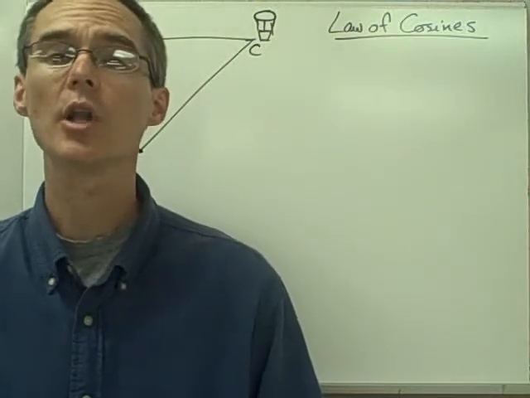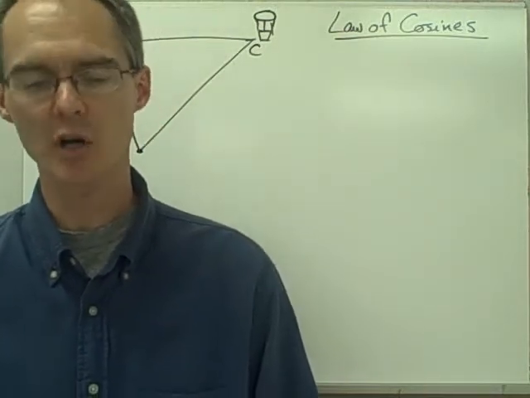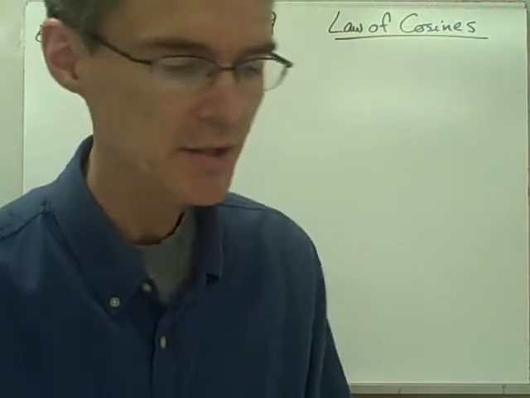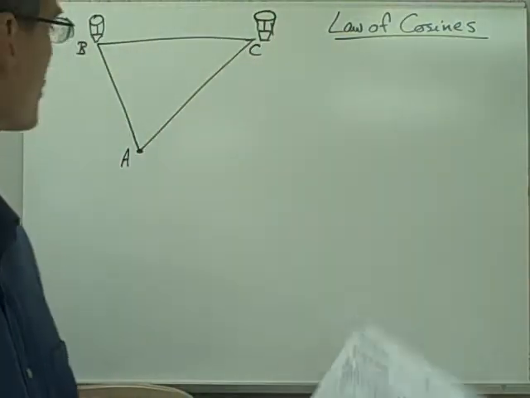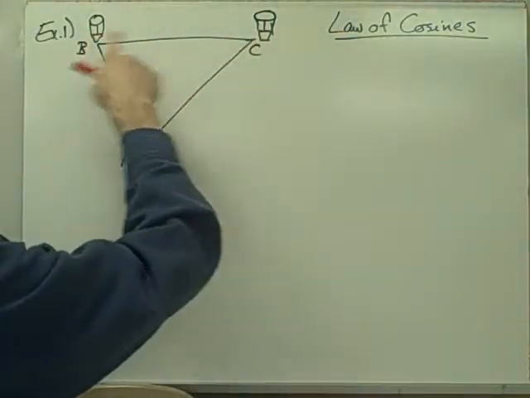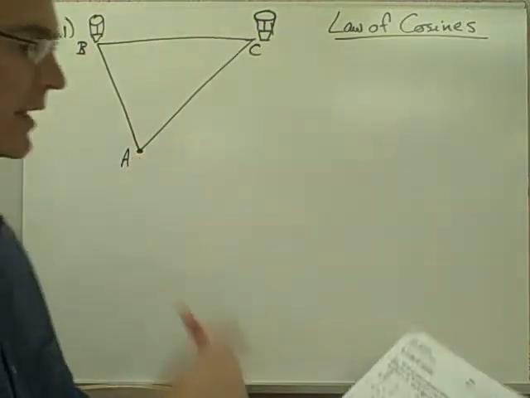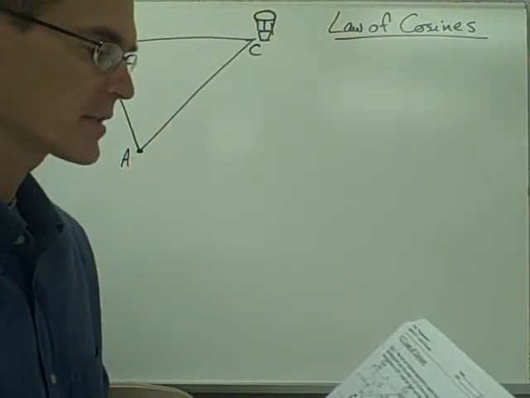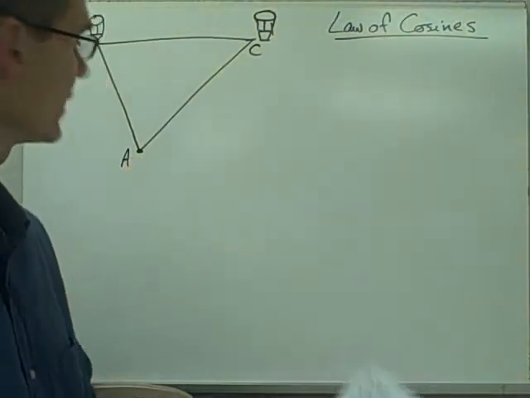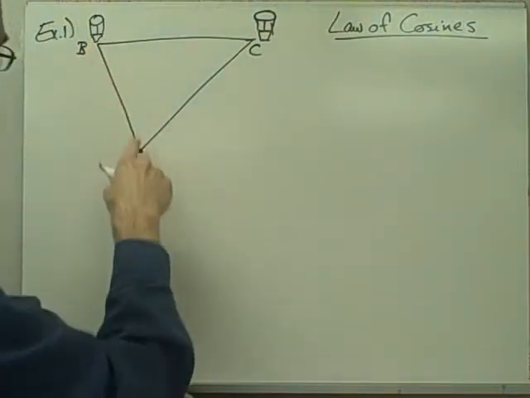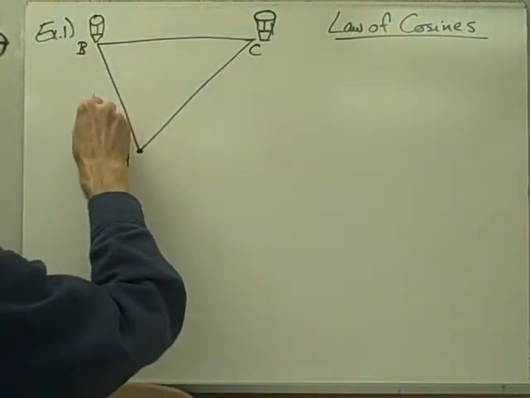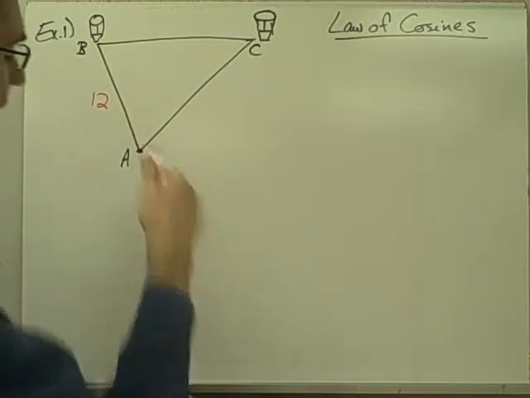Okay, this video is on the law of cosines, and we're going to start off with this example from the notes. It says two hot air balloons are approaching a landing field. So here's my two hot air balloons. Here's my landing field down here. One of them, it says, is 12 meters from the landing point. So this one right here, let's say, is the one that's 12 meters away from the landing point.